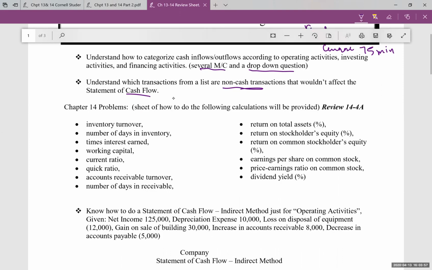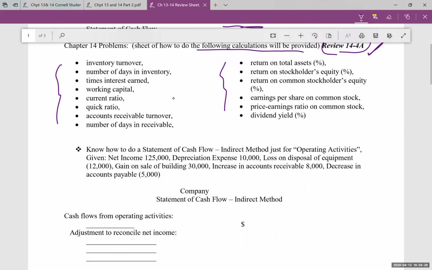So Chapter 14, the sheet of how to do the following calculations is provided, or know that you can use that sheet. It's called Helpful Hints. I'll put a link to it, but it's also at the bottom of the Chapter 13 and 14 notes. And review problem 14.4a from your homework. These are all broken up into several different problems, but it's quite a few points on this last exam.